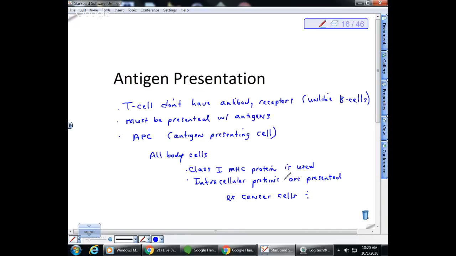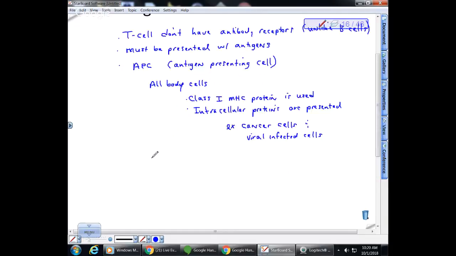Another type of cell that is able to do this is viral infected cells. They present abnormal proteins on their surface. Now, from the video that we watched in lab, we also saw that there are specialized cells that can do this as well. These specialized cells include macrophages and a type of cell called a dendritic cell.